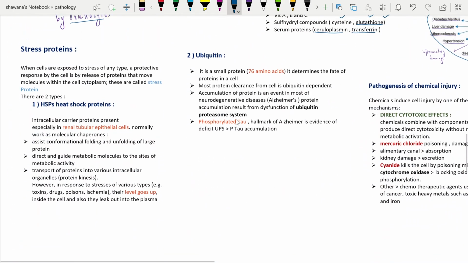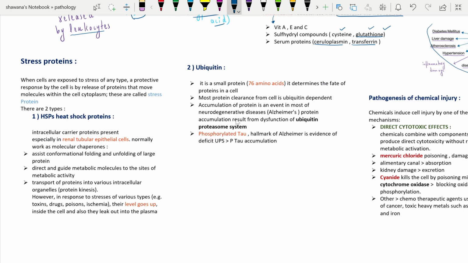Okay, the next topic is the stress proteins. What are stress proteins? When the cell is exposed to any type of stress, it will lead to the formation of stress proteins. Stress proteins are of two types. First is the heat shock proteins, and the second is the ubiquitin.